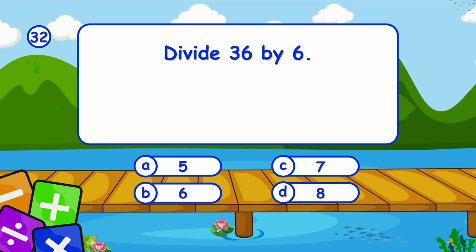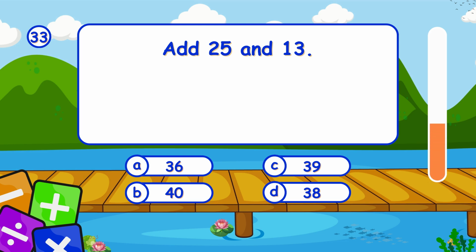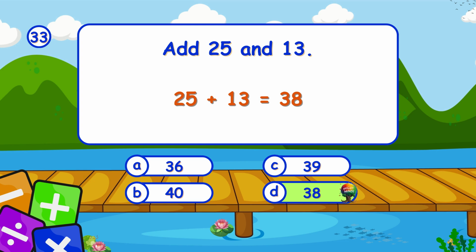Divide 36 by 6. It's B, 6. Dividing 36 by 6 equals 6. Add 25 and 13. It's D, 38. Adding 25 and 13 gives 38.